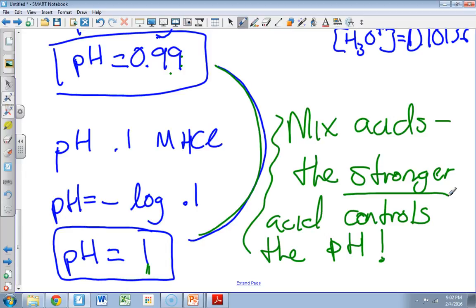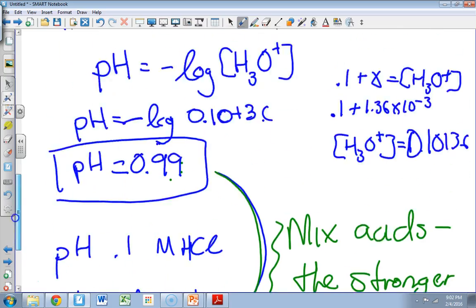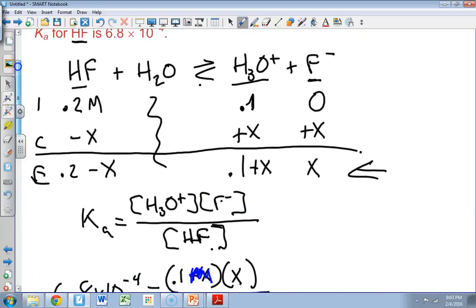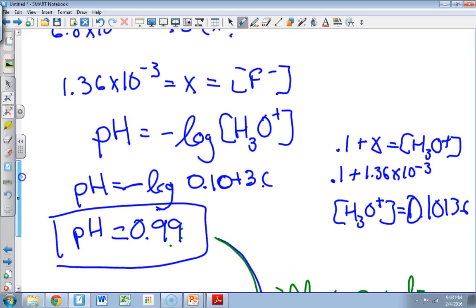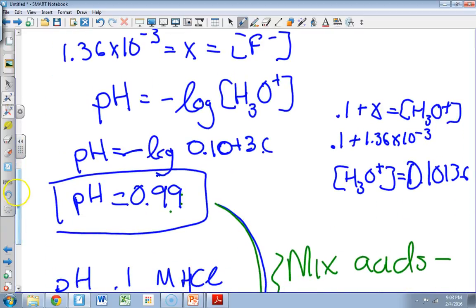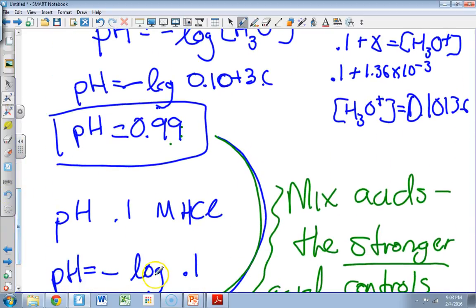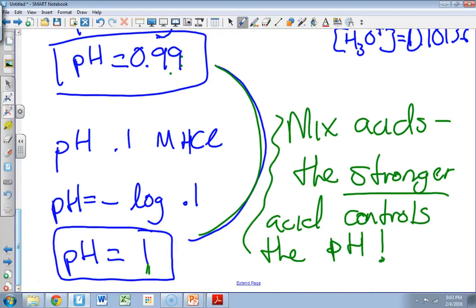Okay, so I hope that by the end of this video, you have understood what the common ion effect is. We'll go back up here. How adding ions will change the amount of material at equilibrium, or the amount of products at equilibrium. And the bonus is that I hope that you see that when you mix acids, the stronger acid will be controlling the pH.